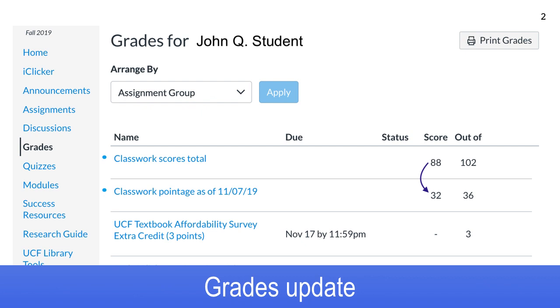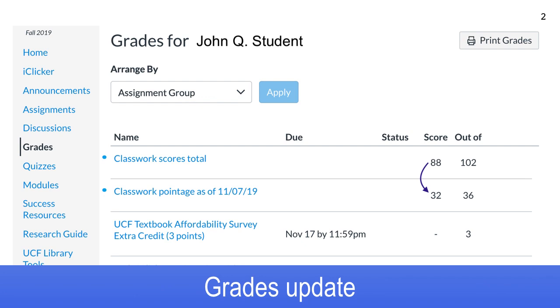Yesterday, I took most of the day to get our classwork clicking scores up to date and posted. Now, everybody's got something like this. If you order by assignment, or arrange by assignment group, you'll see classwork scores total, classwork pointage as of 11/07/19 at the top of your grades page.